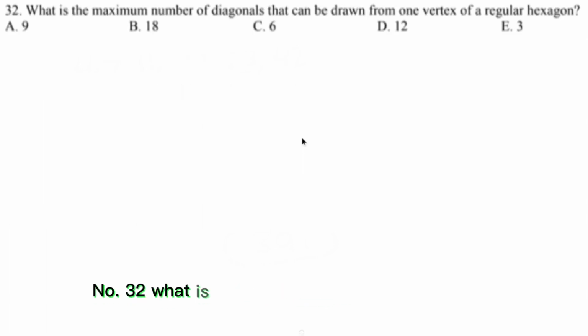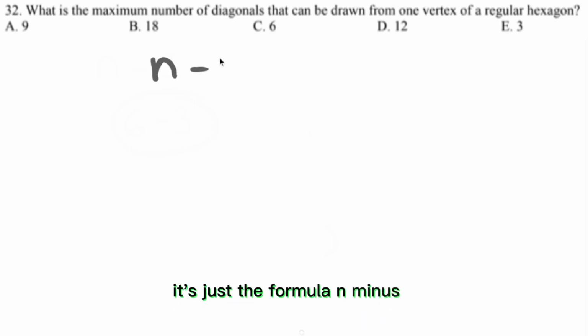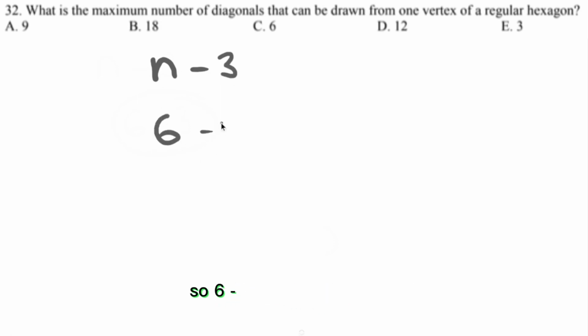Number 32. What is the maximum number of diagonals that can be drawn from one vertex of a regular hexagon? So this is actually really simple. It's just the formula n minus 3. So if given a hexagon, it has 6 sides. So 6 minus 3, and that equals 3, and that's your answer.